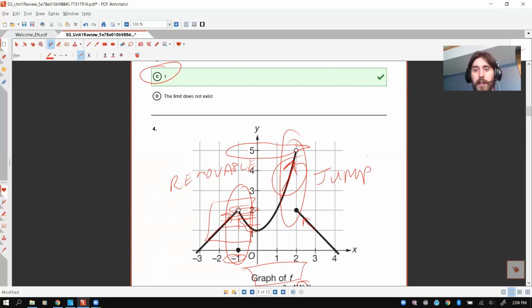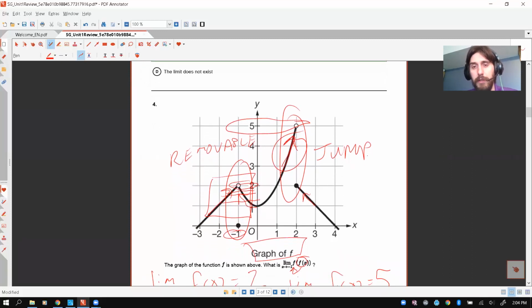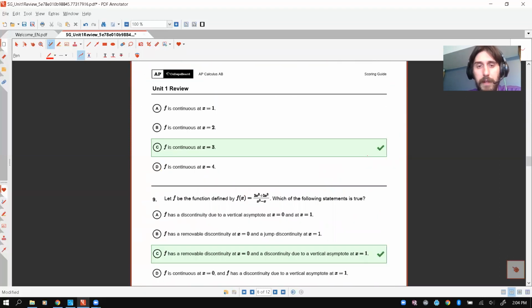They approach the same value. But for the jump discontinuity here, it doesn't. The limit from the left and the limit from the right don't agree. The limit from the left is 5, the limit from the right is 2. Okay, so back down to here.